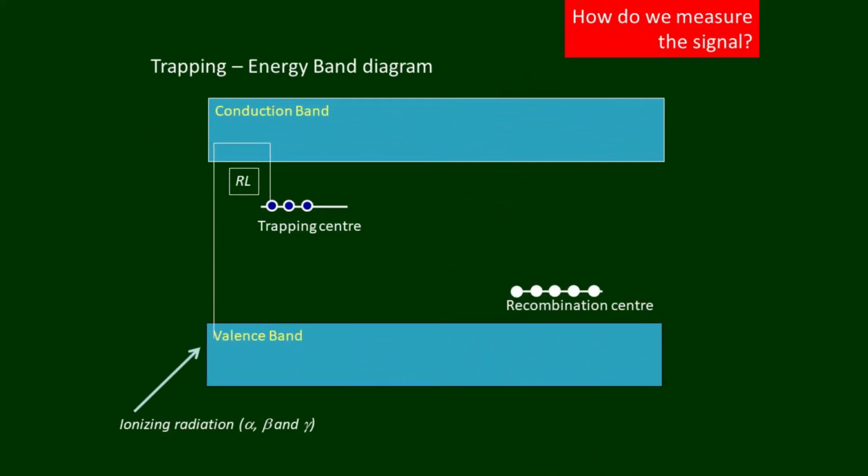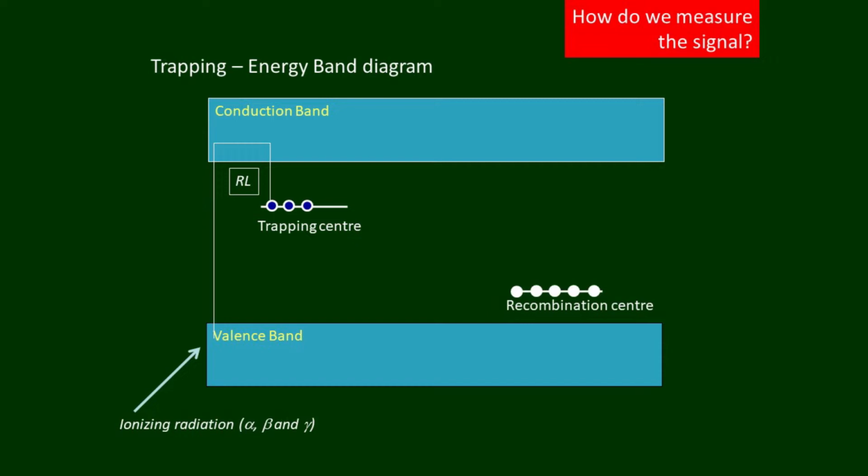So here I would like to talk about how we measure this signal. As I already mentioned, the signal is trapped electrons. We cannot measure or see an electron, so we have to use an indirect measurement. This slide shows the trapping of electrons.